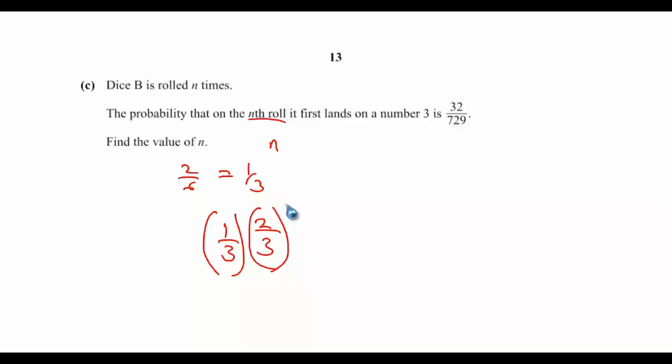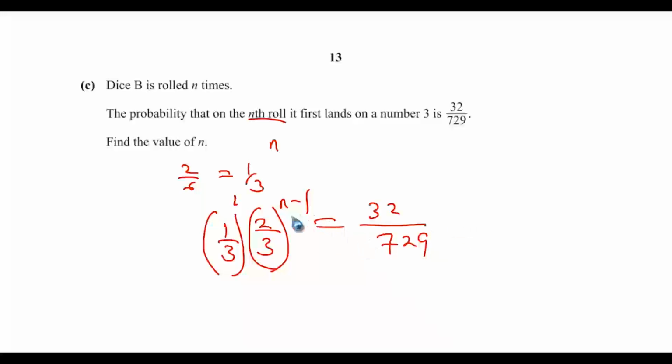Then raised to the power of n minus 1, because we have n trials, so the probability that it lands on this is this raised to the power of 1. Okay, and this will be n minus 1. Okay, so for example, if you have 10 trials, so this will be the first one, and this will be 9, so it will be 10 trials. Okay, so it will be equal to 32 out of 729. So we need to simplify this.